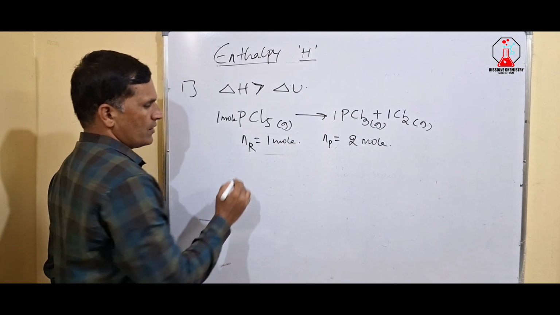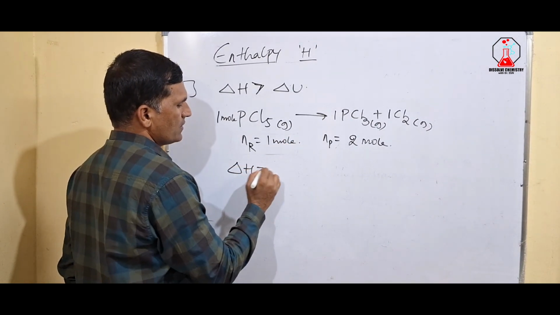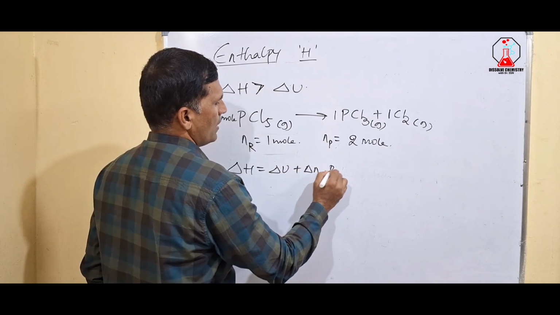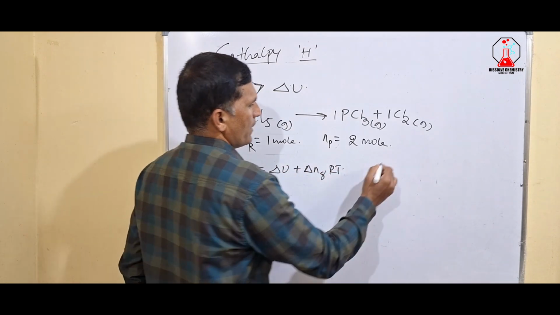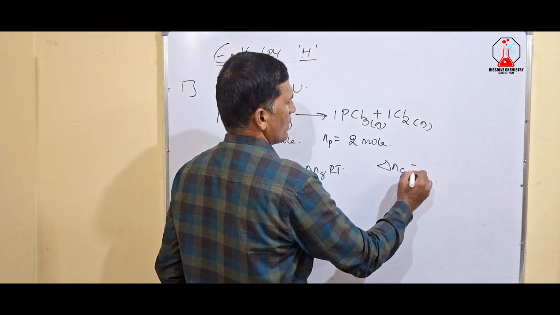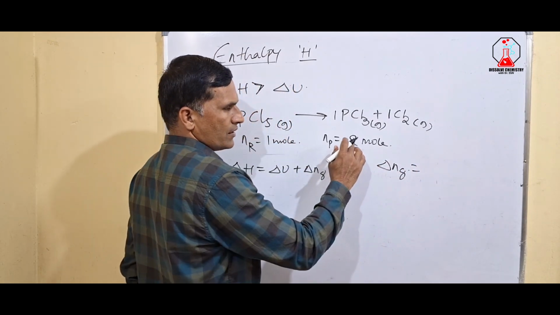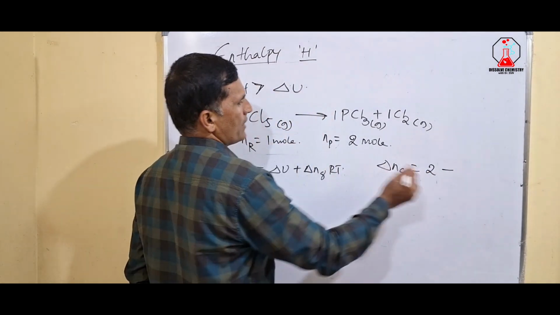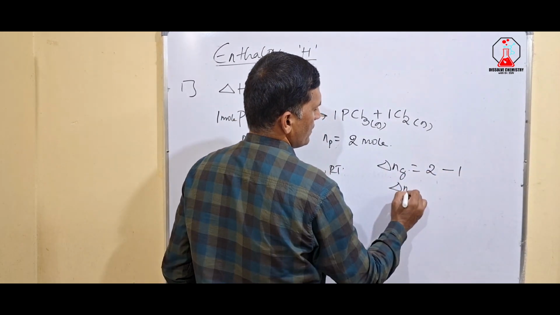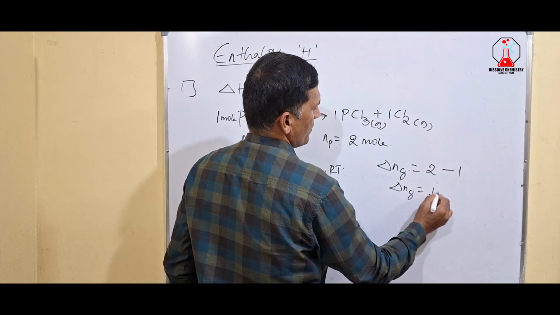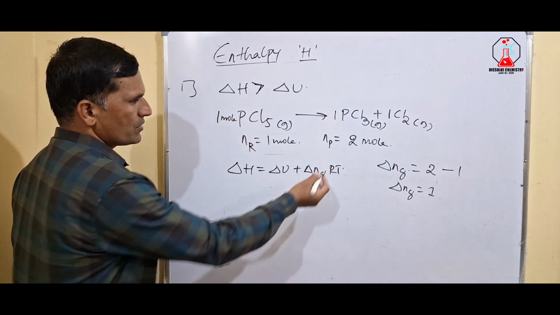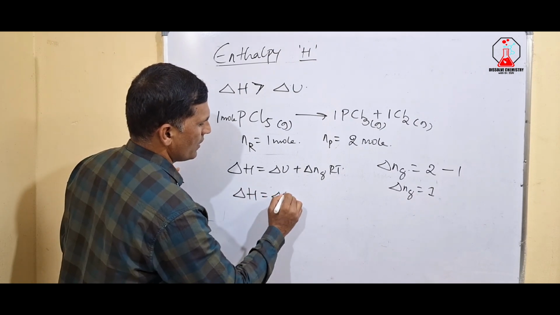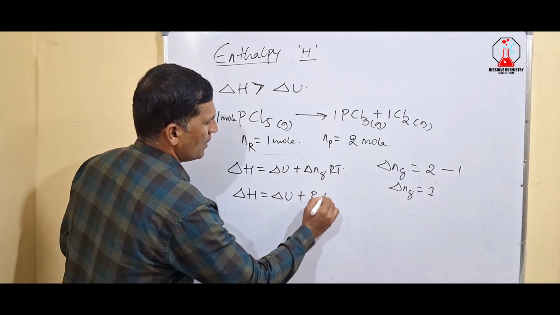So let us write delta H is equal to delta U plus delta Ng RT. Where delta Ng is equal to the number of gaseous products, that is 2 moles, minus reactants, 1 mole. So delta Ng becomes 1, and you substitute 1 in that. Therefore delta H is equal to delta U plus RT.